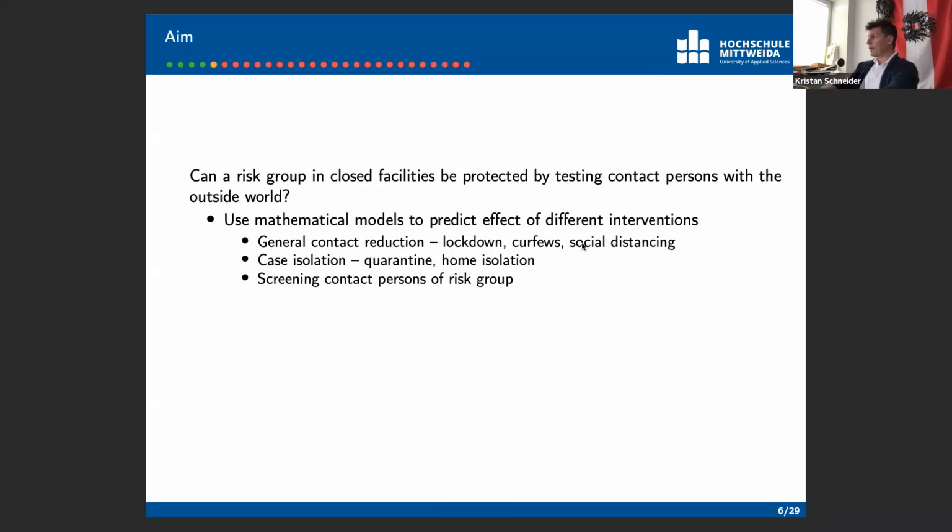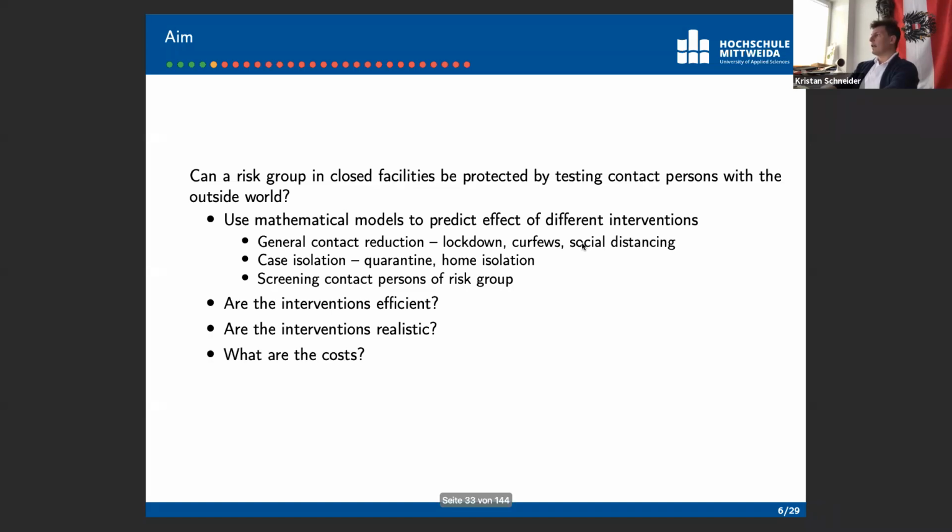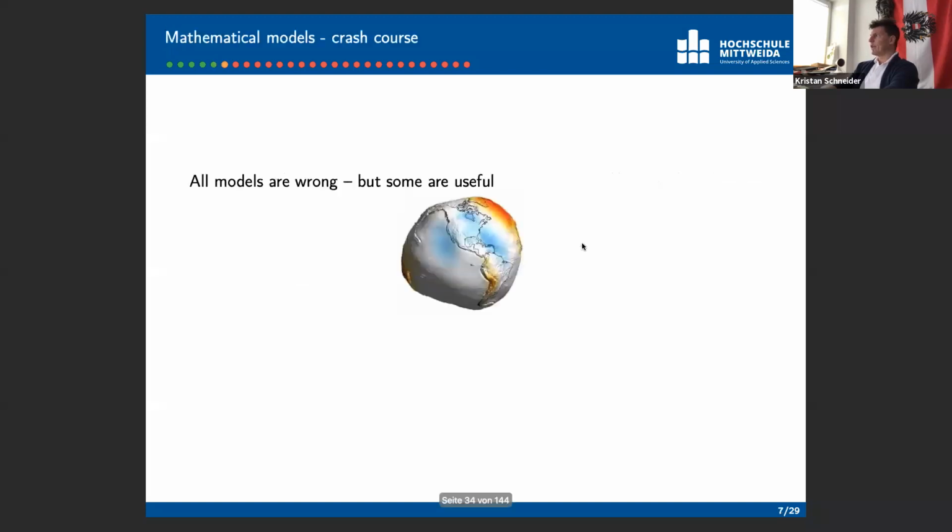And well, the really important intervention here, that we want to see how effective it is, is screening contact persons of the risk group. So in our case, it will be the employees in these facilities. And so we want to ask the questions: are these interventions efficient? Are the interventions realistic? And what are the costs?